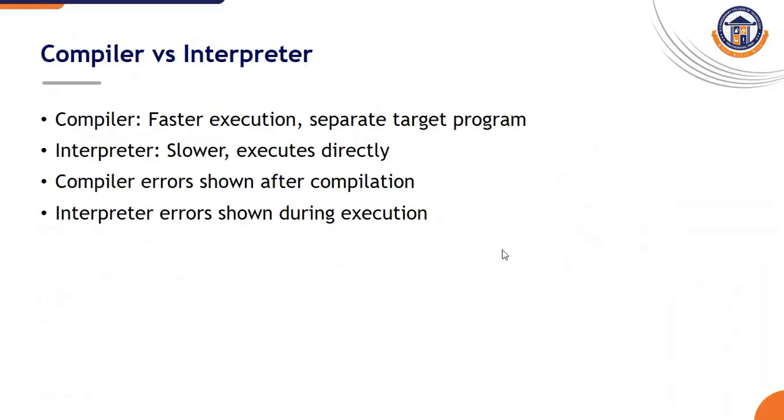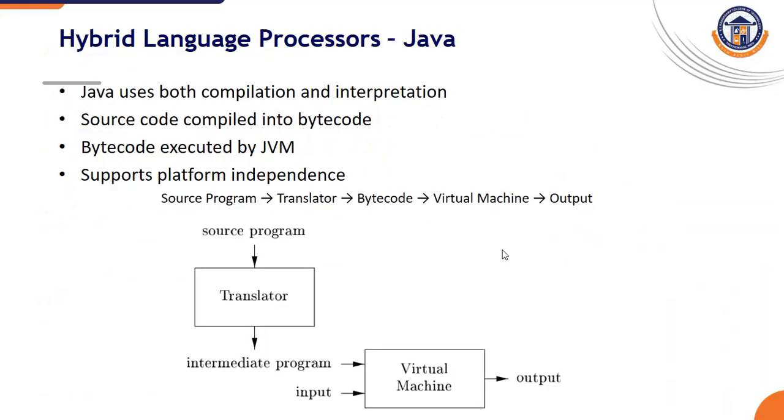The difference between compiler and interpreter: compiler performs faster execution, it produces separate target program, but interpreter executes very slowly and executes directly. Compiler errors are shown after the compilation process only, but interpreter shows the errors during the execution of the program itself. So there is another process, that is hybrid language processes.